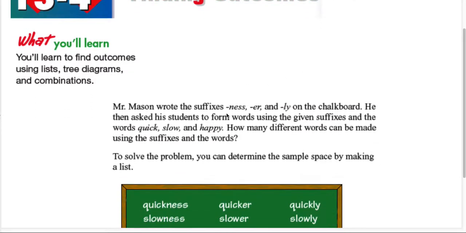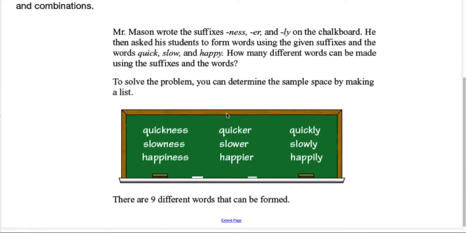Mr. Mason wrote the suffixes NESS, ER, and LY on the chalkboard, and then asked his students to form words using the given suffixes and the words quick, slow, and happy. How many different words can be made using the suffixes and words? To solve the problem, you can determine the sample space by making a list. Make all the possible words: quickness, slowness, happiness, quicker, slower, happier, and quickly, slowly, and happily. So there are 9 different words that can be formed.